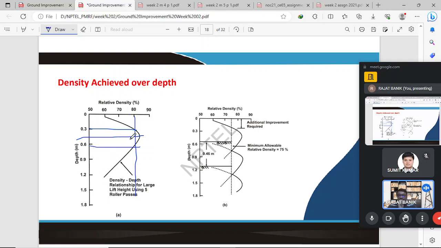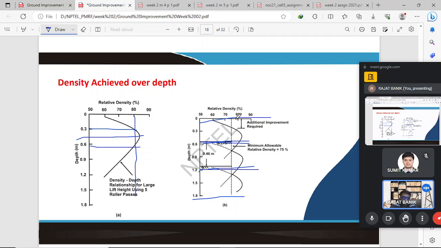So for this case, we divide the lift thickness into a number of layers. From 0.6 to 1.2 meter we apply one type of compaction energy. Then from 0.6 to 1.2, again compaction energy, mechanical compaction, and again from 0 to 0.6 we apply compaction energy or shallow densification. By this, we can achieve our goal.